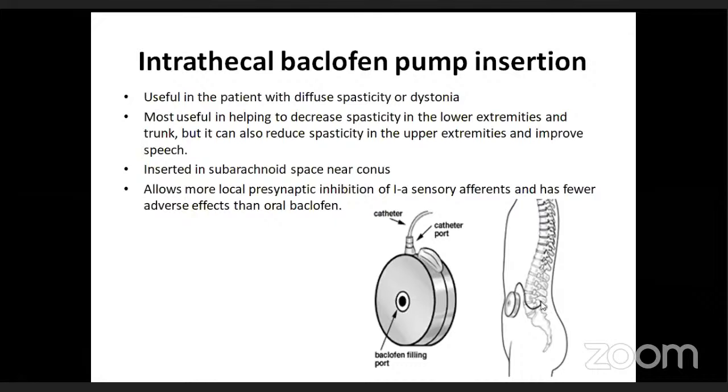So for the injection or the baclofen to go to the upper thoracic or the cervical vertebra, it's a very long distance, and moreover it will spread more to the lower region. So if you want to involve the upper limbs or to make improvement in upper limbs, you have to insert a little higher level, not at the conus level. So it allows more local presynaptic inhibition of 1A sensory afferents and has fewer adverse effects than oral.